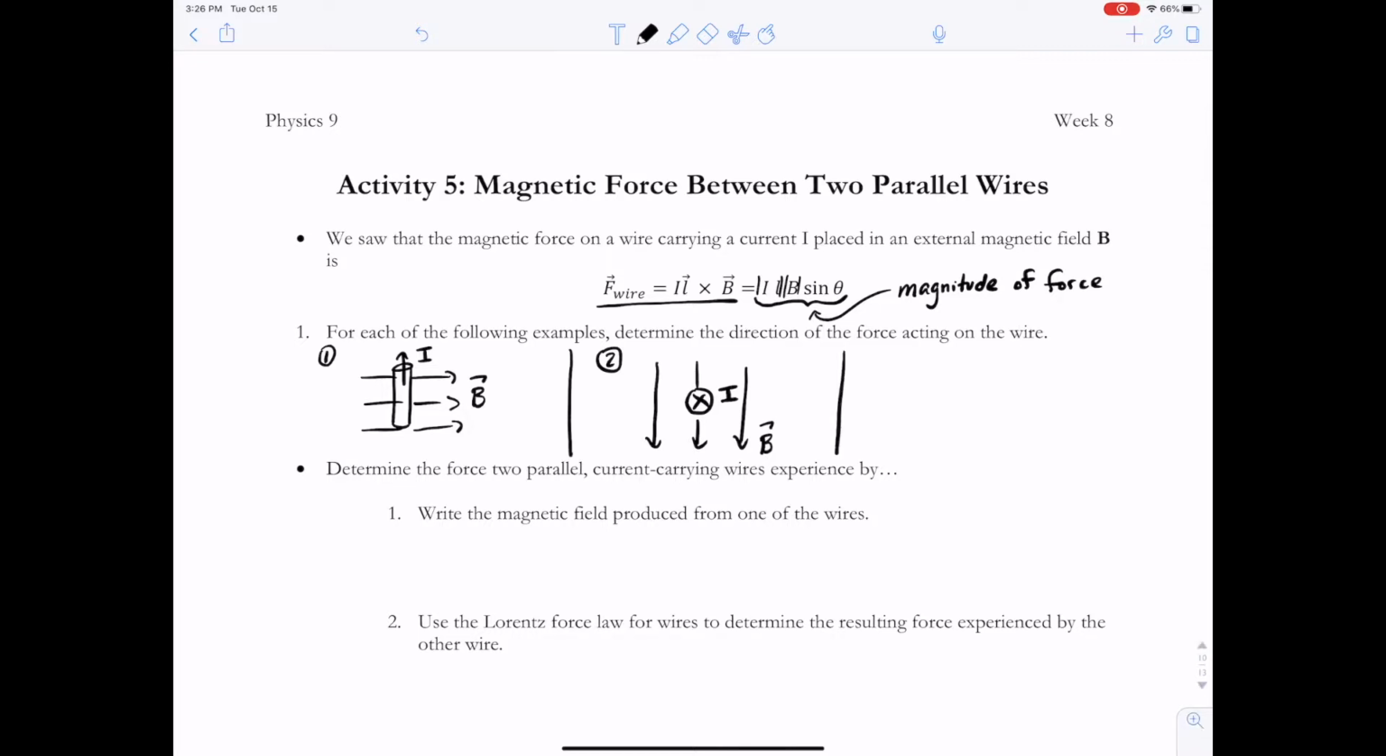And in the third example, suppose we have a wire carrying a current I to the left, and that wire is placed in a magnetic field also directed to the left. What I'd like you to do is pause this video and use your right-hand rule for cross products to determine the direction of the magnetic force in each of these examples.